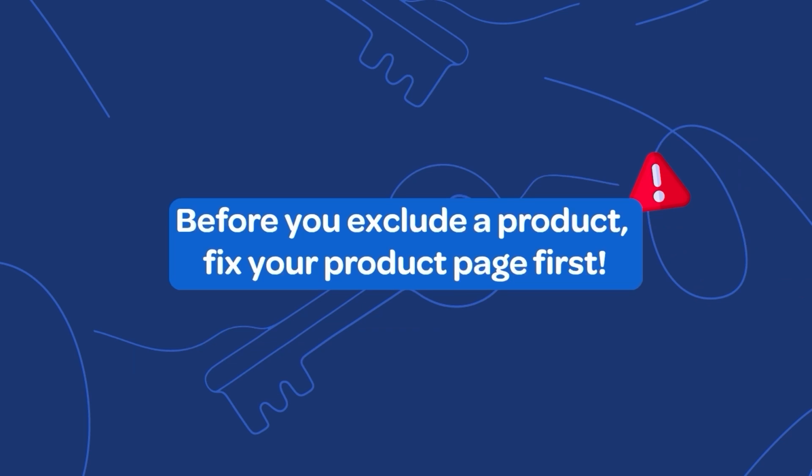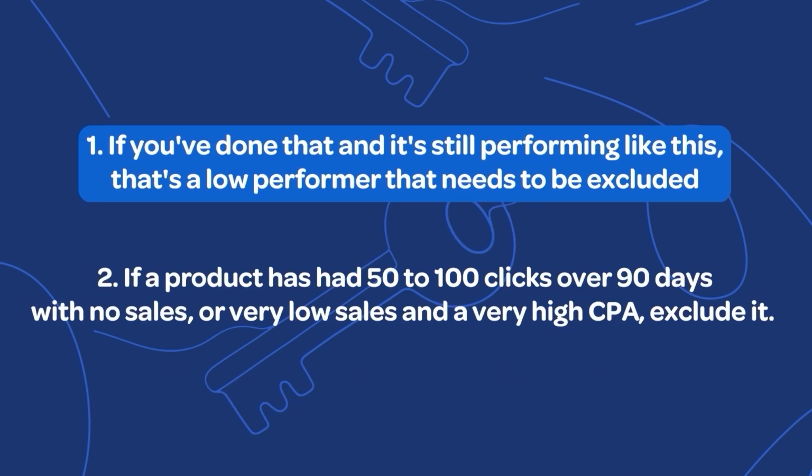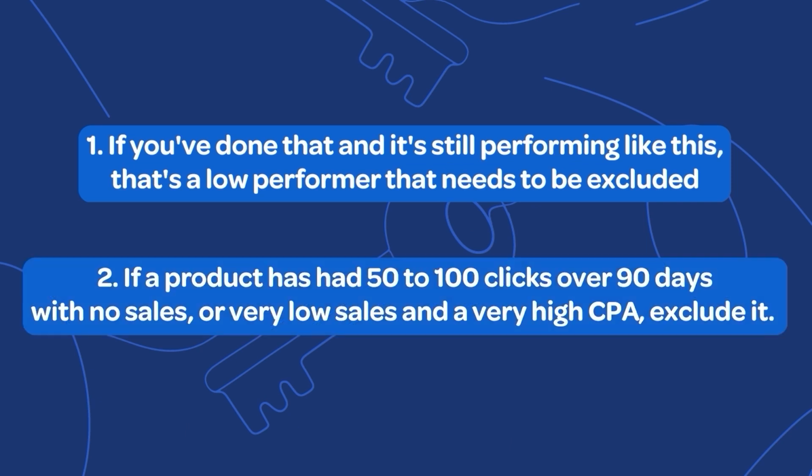Now, before you exclude a product like this, make sure that you've already gone back to your product page and fix it following best practices. We cover that step in our advanced module. The link for that is down below. If you've done that and it's still performing like this, that's a low performer that needs to be excluded. If a product has had 50 to 100 clicks over 90 days with no sales, or very low sales and a very high CPA, exclude it. It's eating your budget and giving you nothing back. That money shifts automatically toward your winners.